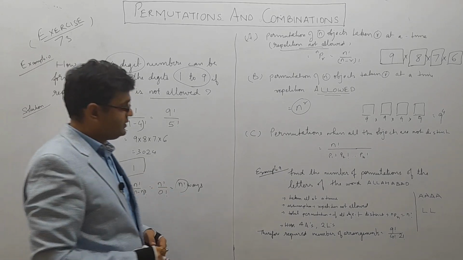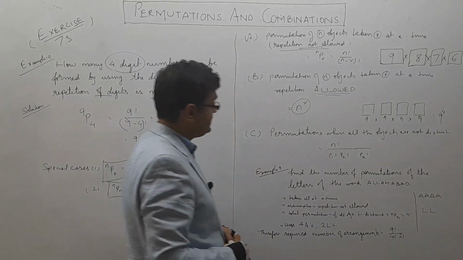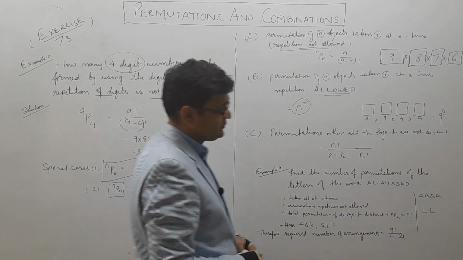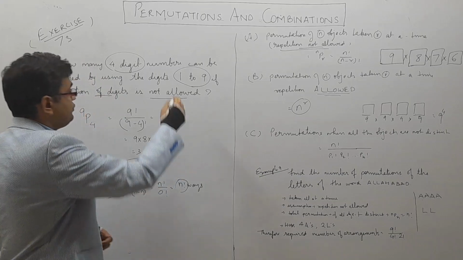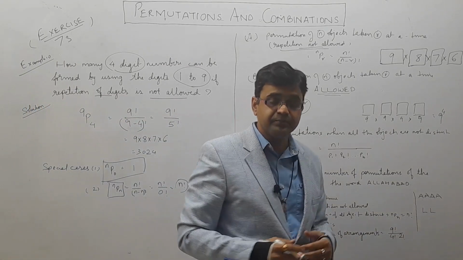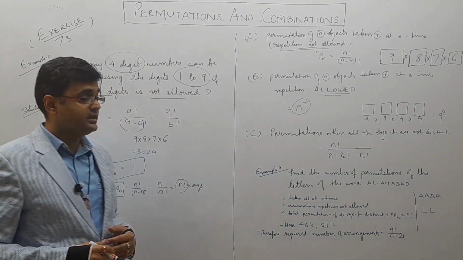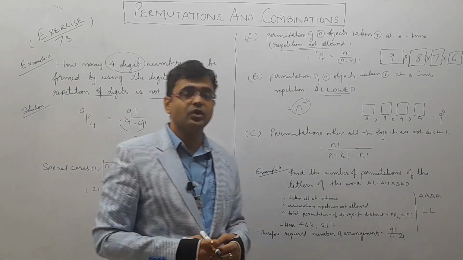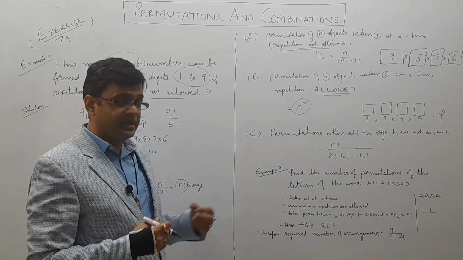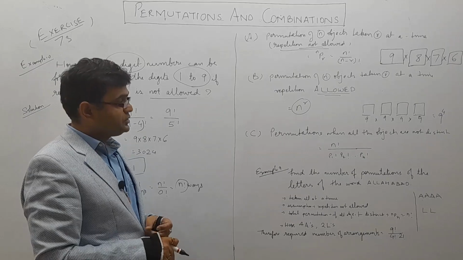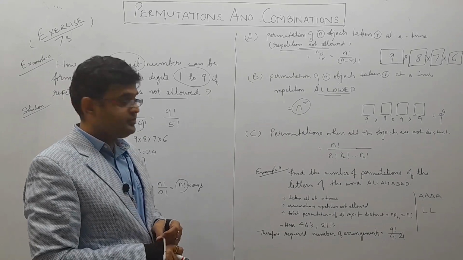Finally, the next case is permutations when all the objects are not distinct. Now here, from 1 to 9, all the digits are different: 1, 2, 3, 4, 5, 6, 7, 8, 9. All the digits are different. But there can be cases when all the objects are not different. So here you will find the real importance of the application of the formula of permutations.